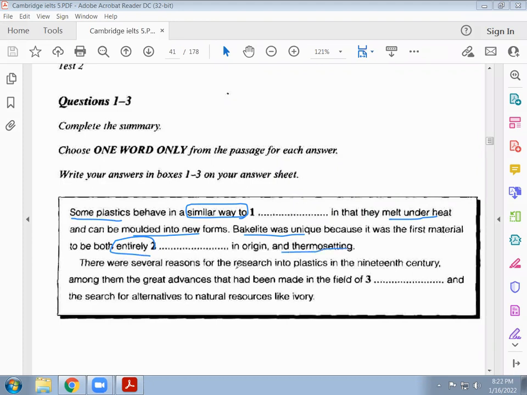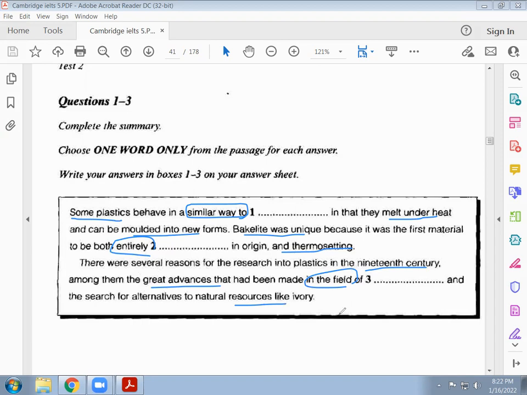'thermosetting', '19th century', 'great advances in that', 'in the field of', and 'resources like ivory'. So you can see that I have underlined many words, but my circled words are only three. Three phrases I have circled only.